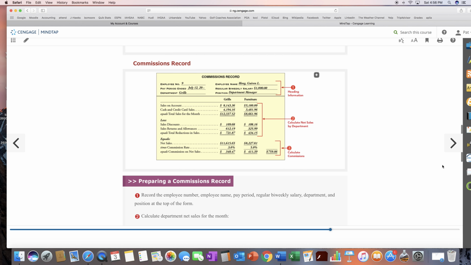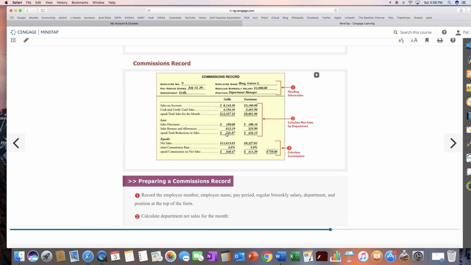Okay. The commissions record, it just kind of depends. You have your employee number, date. There are different departments. He's in the grills department, but there's also furniture involved here. Regular biweekly salary. Then they get paid commission, so they have these different sales. So they get the sales on account, accounts receivable, plus their cash and credit card sales to get totals for each department. Then they subtract discounts, returns, and allowances for each department.